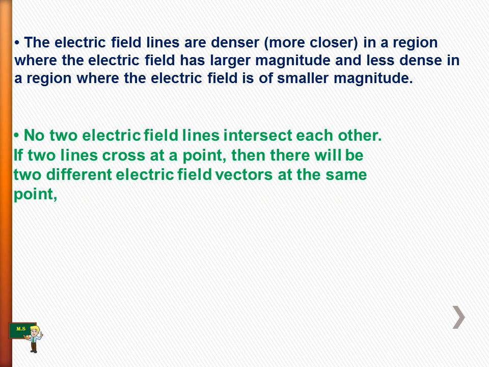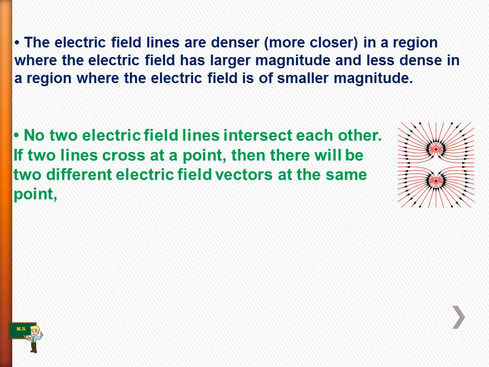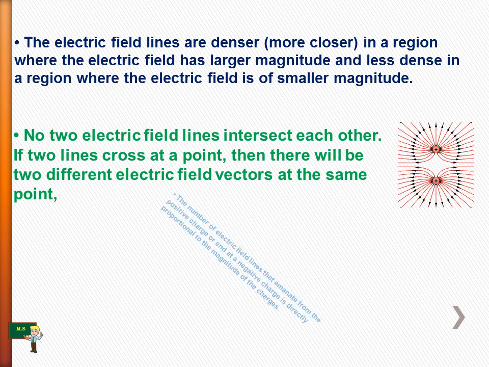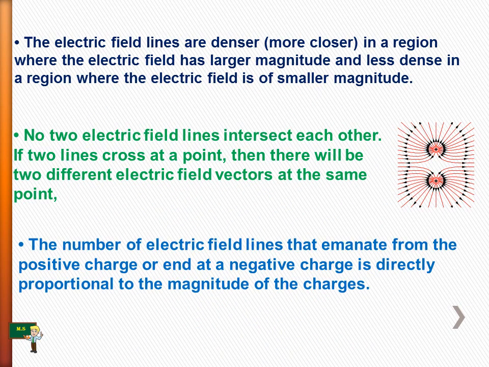No two electric field lines intersect each other. If two lines cross at a point, then there will be two different electric field vectors at that same point. You can see the difference in this GIF file. The number of electric field lines that emanate from the positive charge or end at a negative charge is directly proportional to the magnitude of the charge.